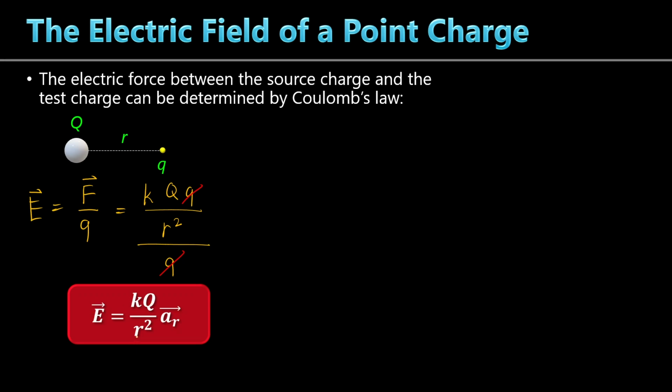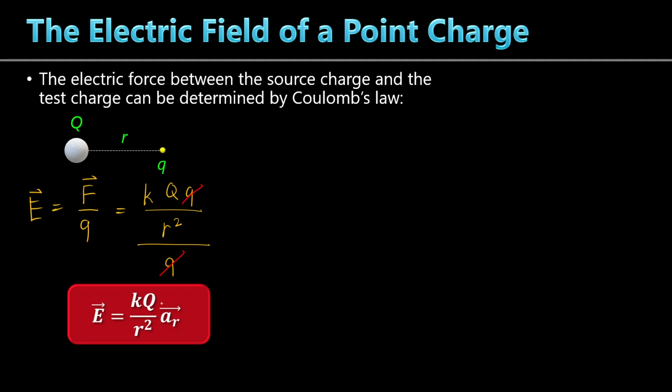Ayan, kitang-kita natin ha. Kapag malaki yung magnitude ng source charge, malaki din yung electric field. However, yung electric field, kagaya sa Coulomb's law, meron din tayong R squared sa denominator, which means that the electric field is inversely proportional to the square of the distance. So halimbawa, dinoble natin yung distance. Anong mangyayari dun sa electric field? Eh di magiging 1/4 ng original, because it is subject to an inverse square relationship.